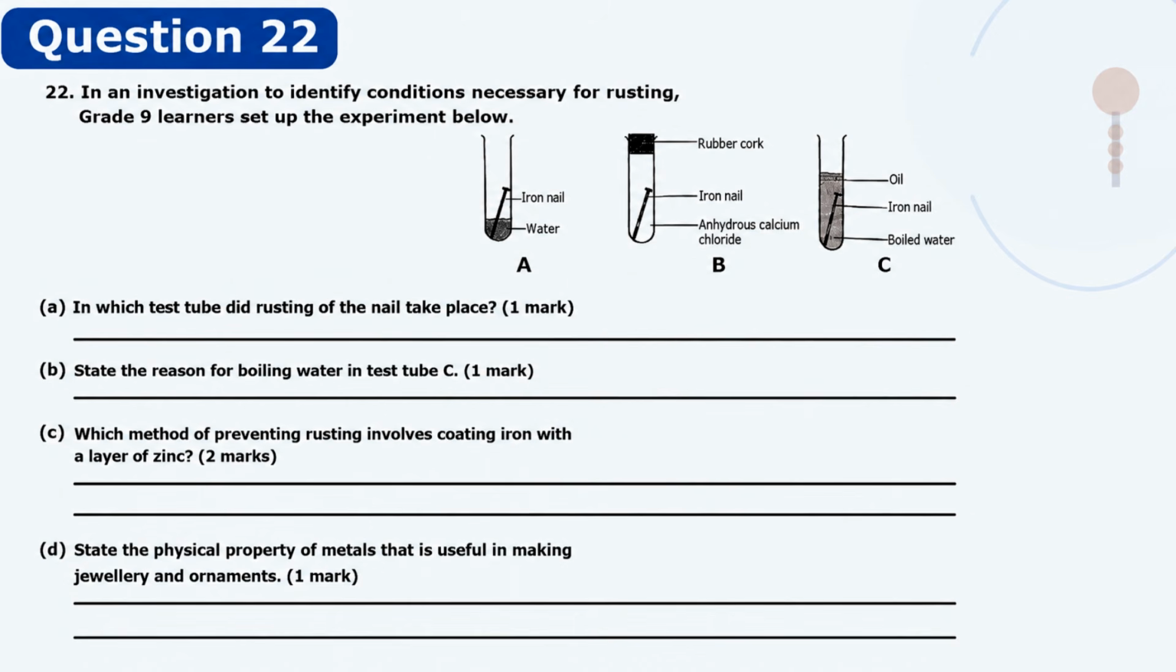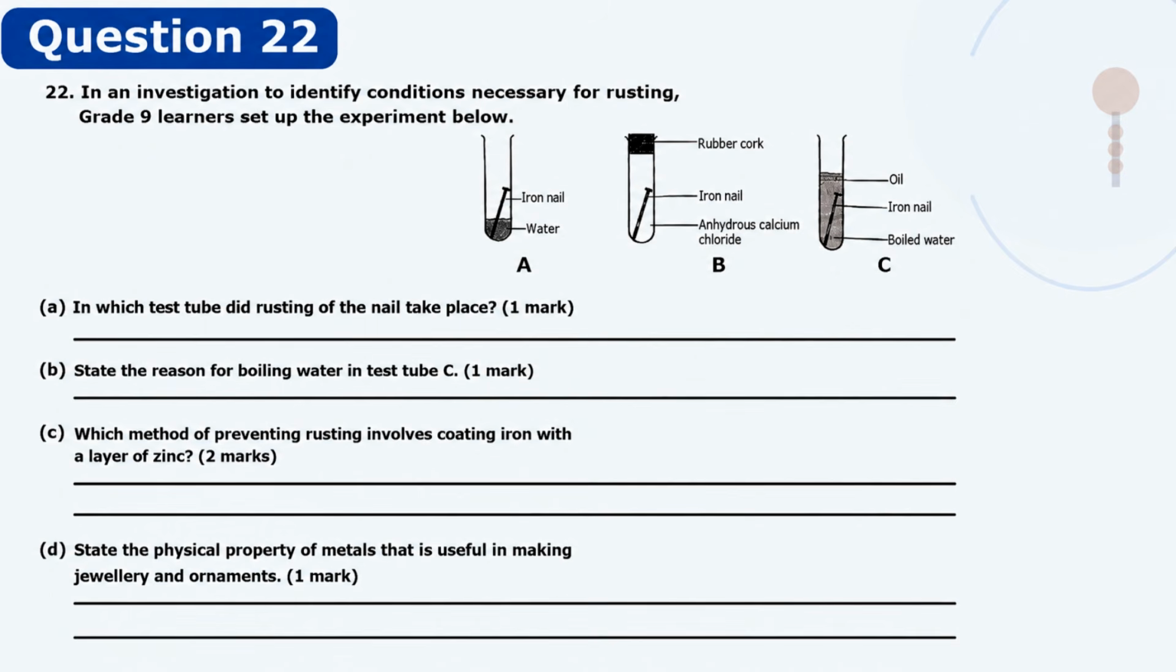Now, let us go to question number 22. This is the last question. In an investigation to identify conditions necessary for rusting, grade 9 learners set up the experiment below. Now you can see the experiment there. We have an iron nail dipped in water. We have another tube which has an iron nail and anhydrous calcium chloride, and that tube has a rubber cork, so it is closed.